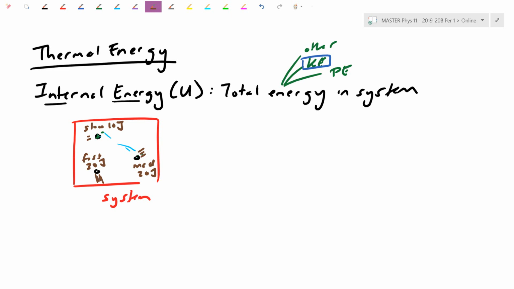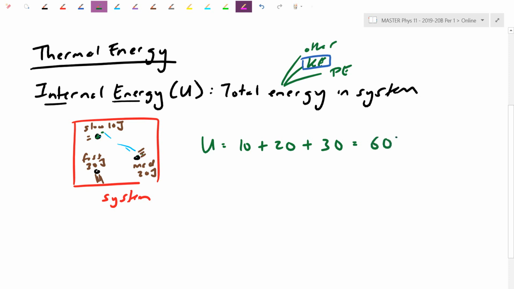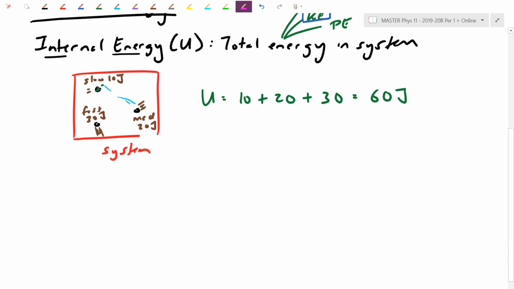In this case, because we only have a couple particles, and I've only zoomed in on one form of energy, it's fairly easy to go up to each particle and say, well, the slow particle has 10 joules, the second particle has 20, the fast-moving particle has 30. Well, in total, you guys have 60 joules worth of energy. That represents the internal energy inside the system. That's the energy that's divvied up between all 3 particles. We refer to internal energy as what's called an extensive quantity.